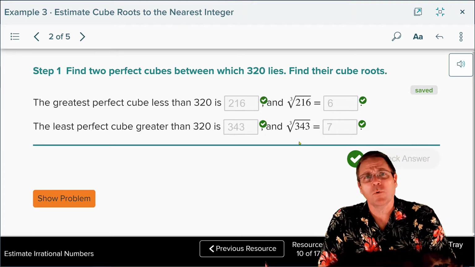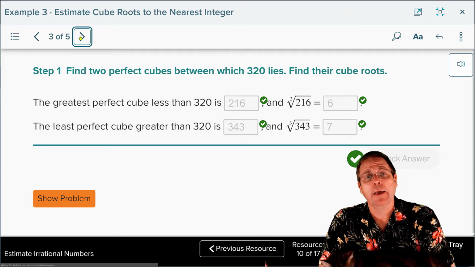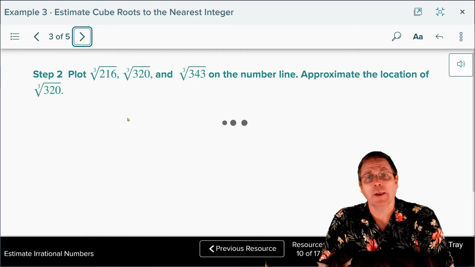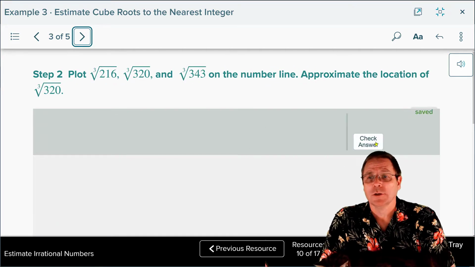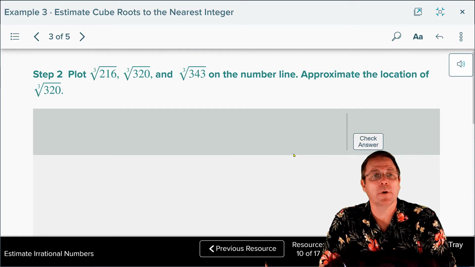From there, it's going to work just like the others we've done before. Is 320 going to be closer to 343, or is 320 going to be closer to 216? I think you know the answer to that one. It's going to be pretty darn obvious. So, what are we doing here now? They want us to plot them on the number line.